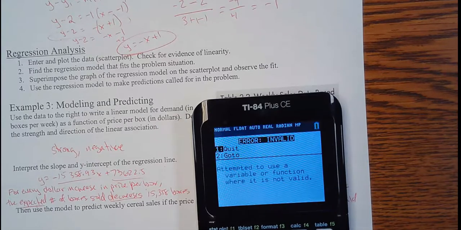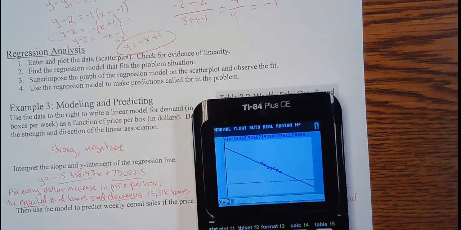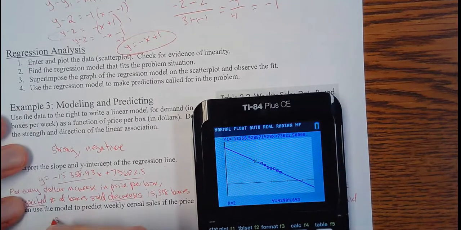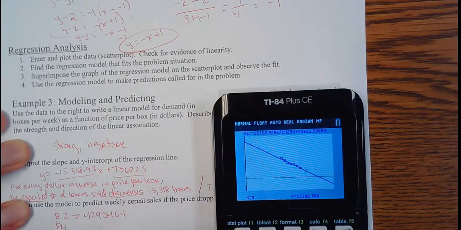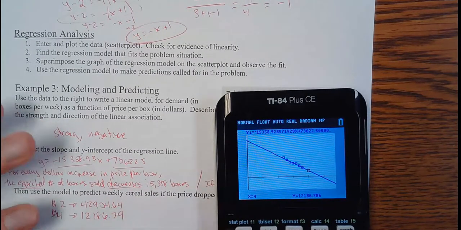Now I can type in 2. You're going to have to zoom out first. So I'm going to zoom out. Again, when you push trace, right now I see plot up here, which means I'm on the plot. Push up or down, and now I'm on the equation. So hit a 2. It looks like if it was $2, it's going to be 42904.64. And then if I raise the price to $4, on the screen it'd be 12186.79.